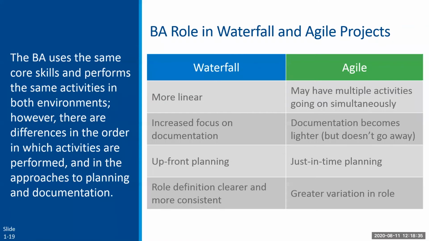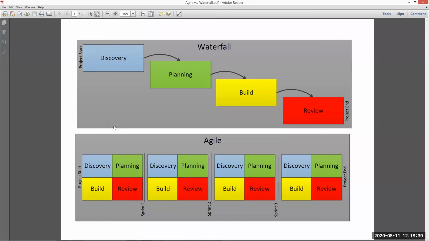Let me give you 2 seconds on this. I'm just going to break with my slide deck and show you a waterfall project. We do our discovery, we do our planning, we do our build, we do a review, and we're done. That's it. We do each one completely once. In an agile project, we do a little bit of each of these multiple times over.